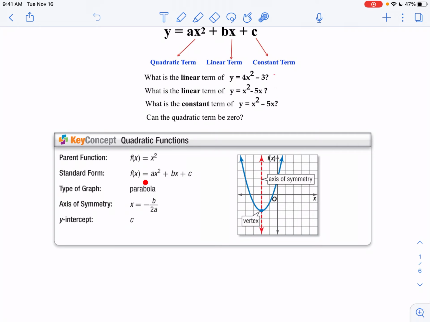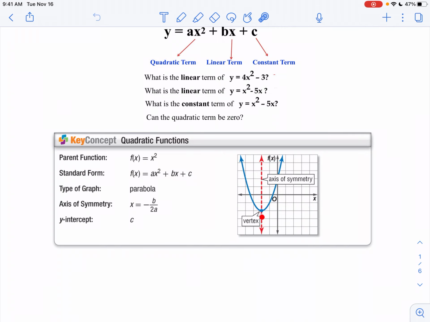The standard form, we write it from the increasing to decreasing order of the exponents. So we're going to go our squared term, our linear term, and then our constant term. The type of graph we're going to get is a parabola. It's a U-shaped graph. So it's not a V like absolute value. It's going to be a U-shaped graph. It's a curve.